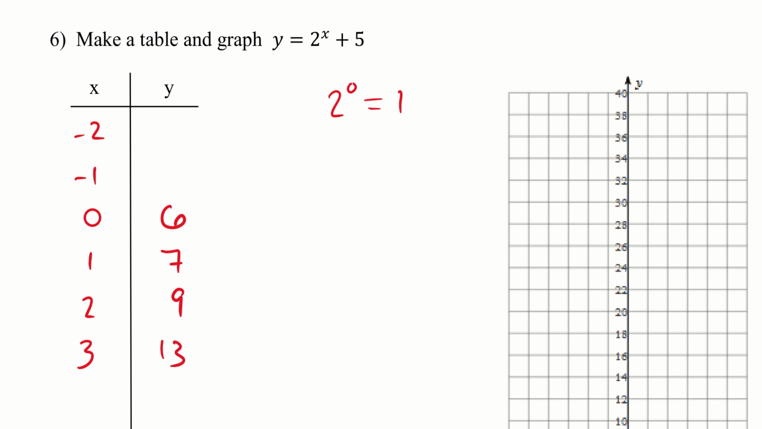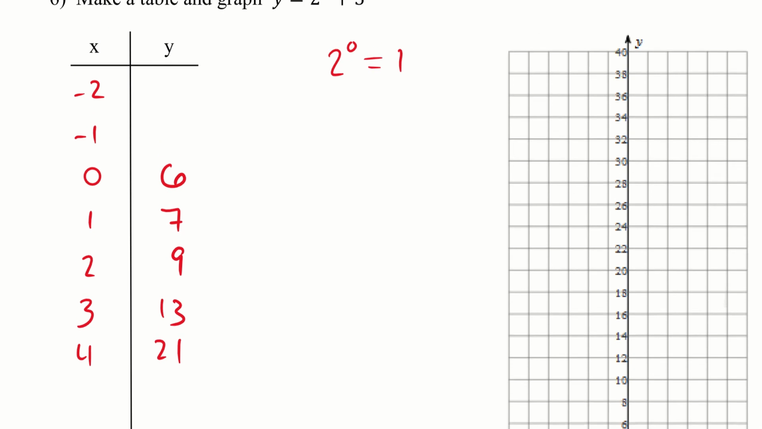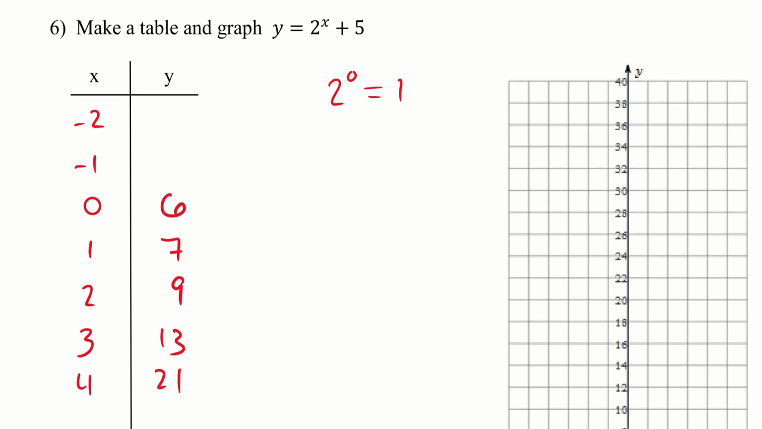I think these numbers will let me go even further. Let me try the number 4. 2 to the fourth, that would be, what, 2, 4, 8, 16. And then 16 plus 5 is the number 21. The scaling is really small. Okay, so let's do a couple negative values, I guess.